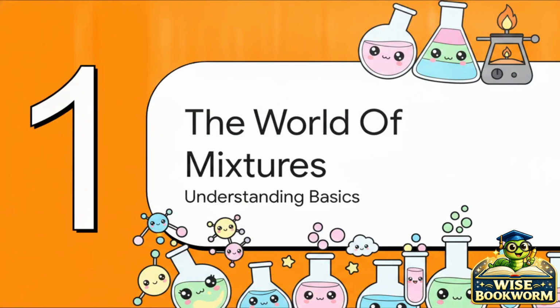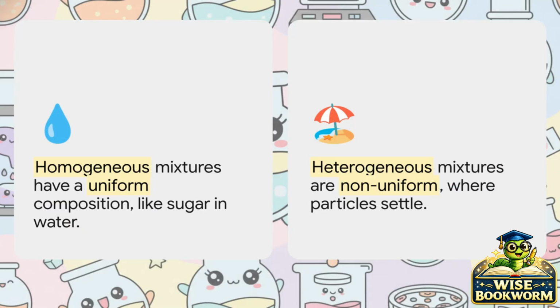Starting off with Section 1, the world of mixtures. Let's understand the basics. Okay, so the absolute most crucial thing here is understanding the hard line between the two main types of mixtures. On one side, we've got homogeneous mixtures. The magic keyword here is uniform. If you thoroughly stir sugar into water, every single sip is exactly as sweet as the last one. It has a uniform composition throughout, which we also call a solution.